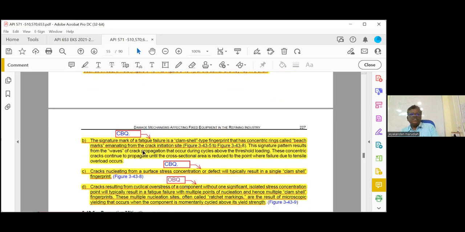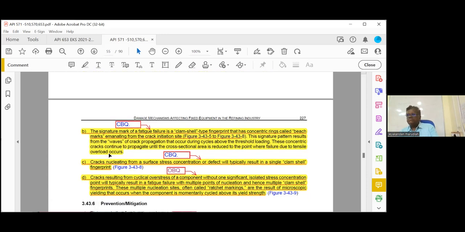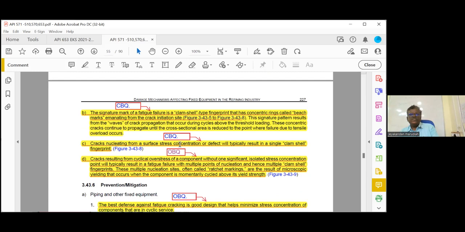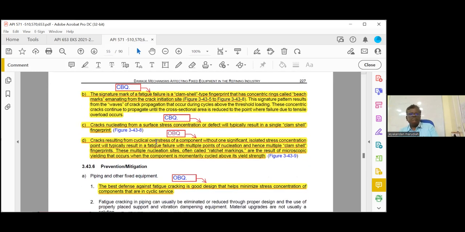Okay. Then B, the signature mark of fatigue failure is a clamshell type fingerprint that has concentric rings called beach marks. That is a closed book question. C, cracks nucleating from a surface, stress concentration, or defect will typically result in a single clamshell fingerprint. That is a closed book question. Then cracks resulting from a cyclic overstress of a component without one significant isolated stress concentration will typically result in a fatigue failure with multiple origin points. These are called ratchet markings.